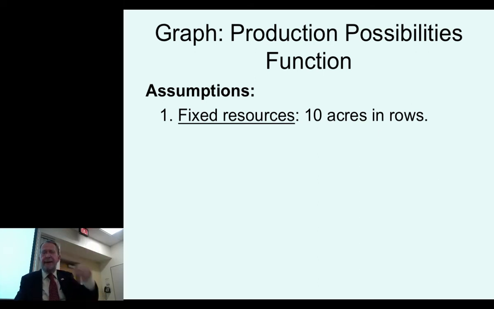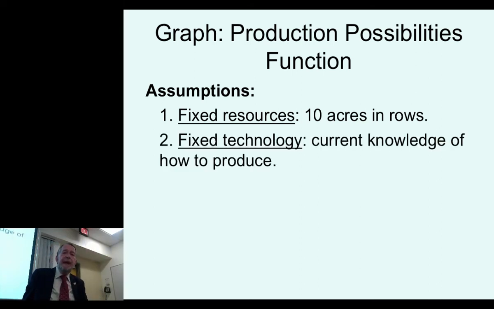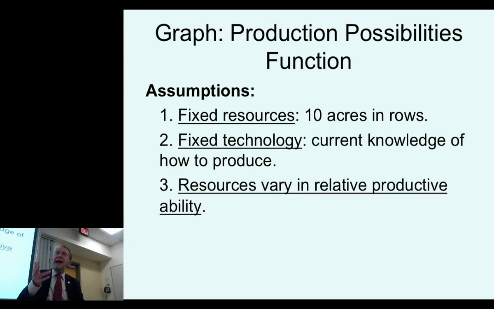10 rows, 1 acre each are our resources. We're going to adopt the same level of technology as we compare different possible organizations of output. And so the way we describe that assumption is we're going to use fixed technology. It just means technology is not changing while we evaluate these other things. Third, we're going to have the numbers reflect that these rows vary in their relative ability to produce the two goods, because that's our assumption about what is true about resources in production.